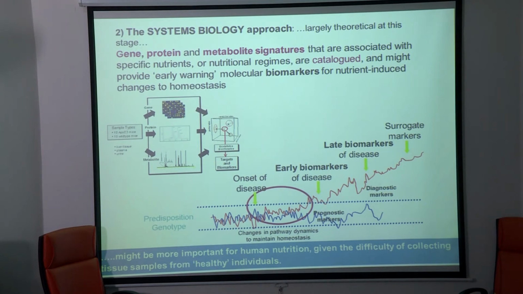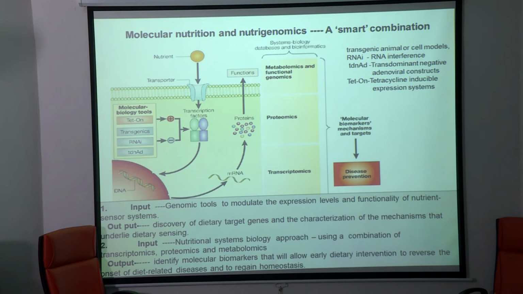So the whole idea of the systems biology approach is to do population studies compared to healthy individuals and get an idea of those patterns, which can be catalogued in order to come down to a very informative biomarker, a warning biomarker, which is indicative of the onset of a disease. And molecular nutrition and nutrigenomics make a very good combination.